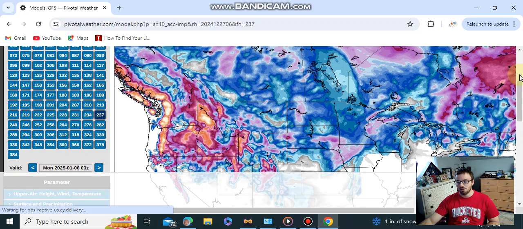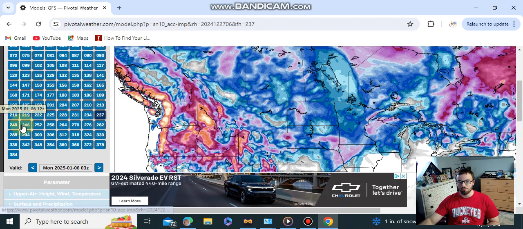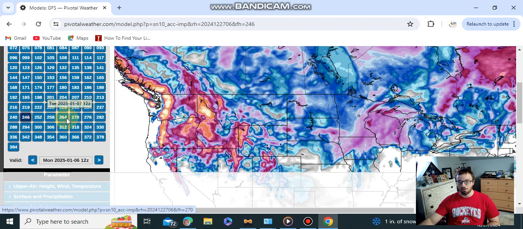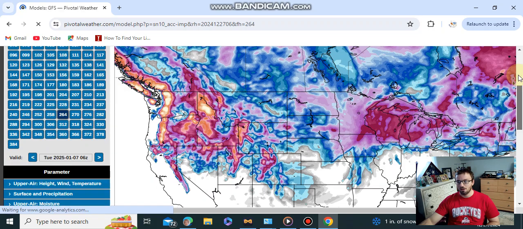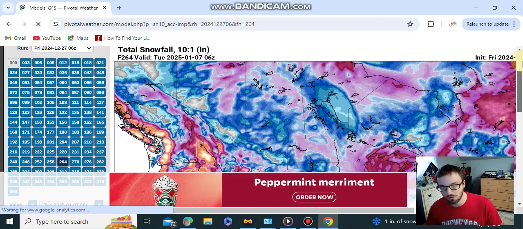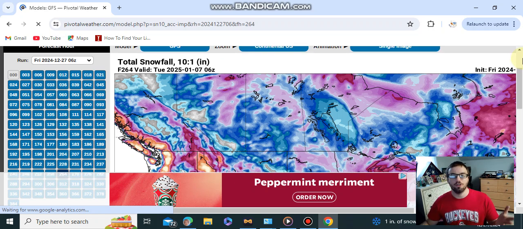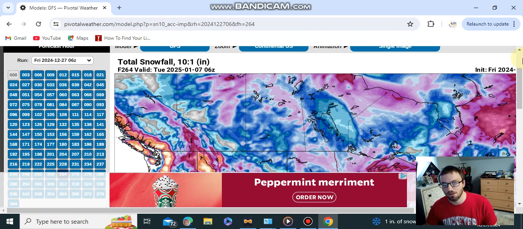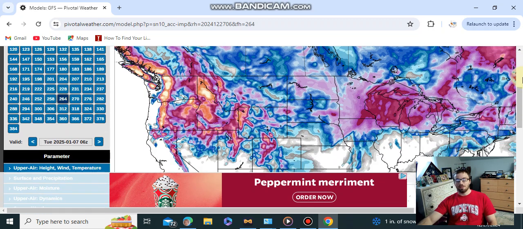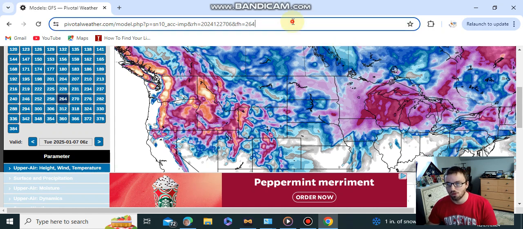Okay, so it looks like it's developing by hour 237. Let's see if that verifies by looking at hour 246. Yep, we're building up some snowpack there, some snowfall accumulations, and there we have it. So basically, this storm goes from hour 237 to hour 264, so from January 5th to January 7th, give or take, on the precision of that time period. But again, I think January is going to be very cold, and this is kind of verifying and confirming to me that, hey, maybe we will have a cold and snowy January.